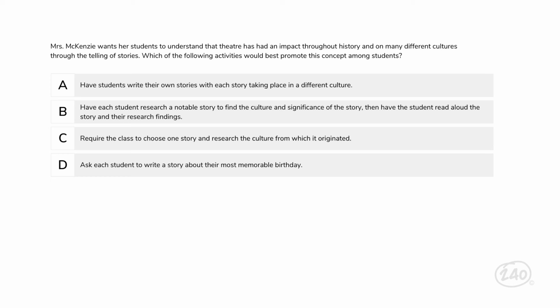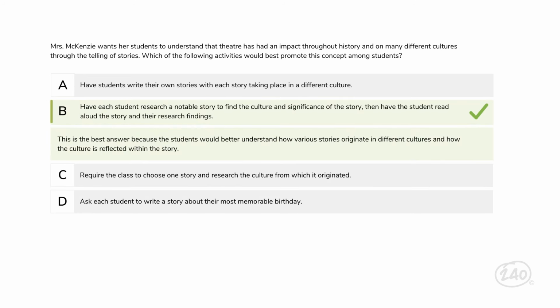All right, let's move on to a question from the theater competency. Mrs. McKenzie wants her students to understand that theater has had an impact throughout history and on many different cultures through the telling of stories. Which of the following activities would best promote this concept among students? Having each student research a notable story to find its culture and significance, then have the student read aloud the story and the research findings is the best choice. The students would better understand how various stories originate in different cultures and how the culture is reflected within the story.